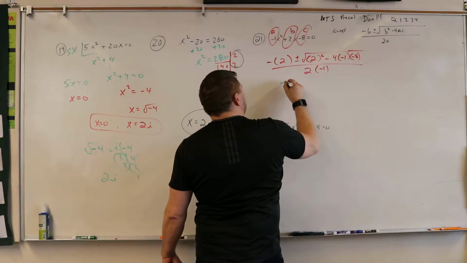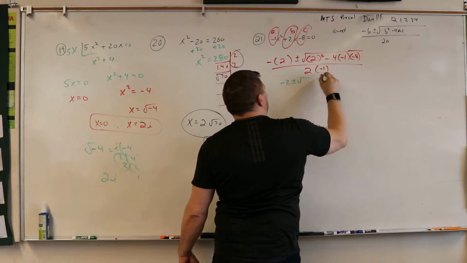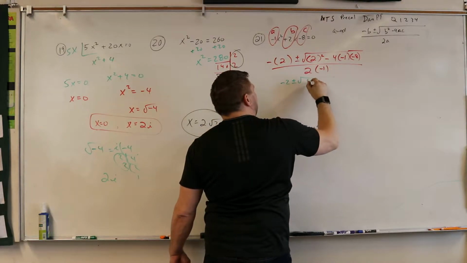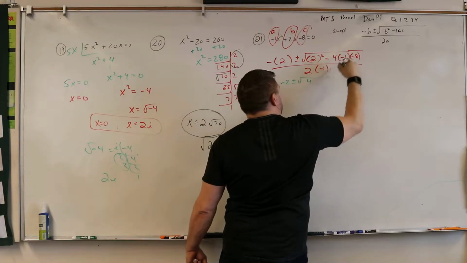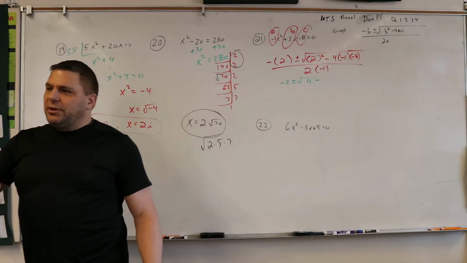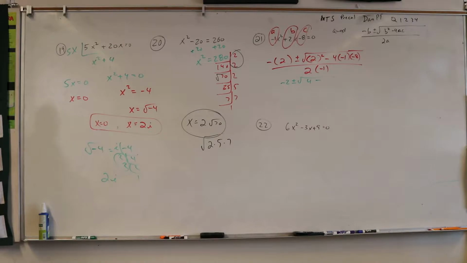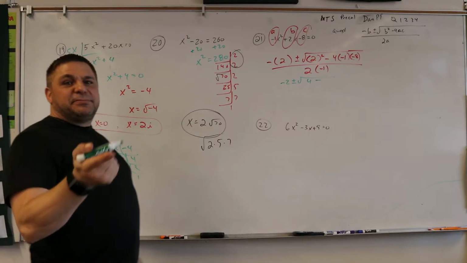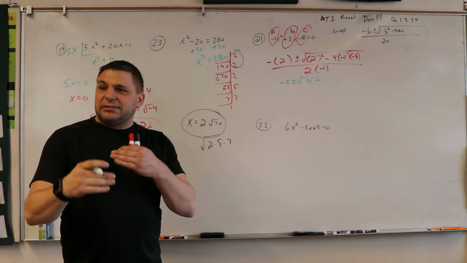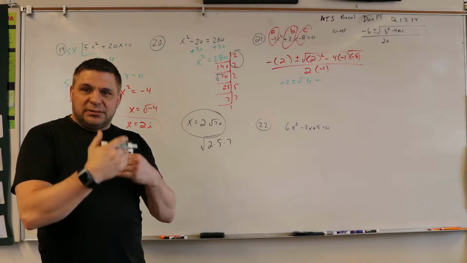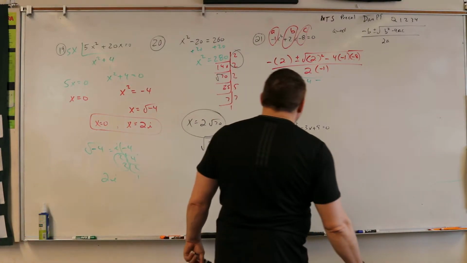Negative 2 plus or minus the square root of, well, that's 4, right? And then that's minus, minus, minus makes a minus, because 3 minuses make a minus. 2 minuses make a plus. 1 minus makes a minus. Does that all make sense? Coming back to you a little bit? Maybe not. Going fast? Okay.